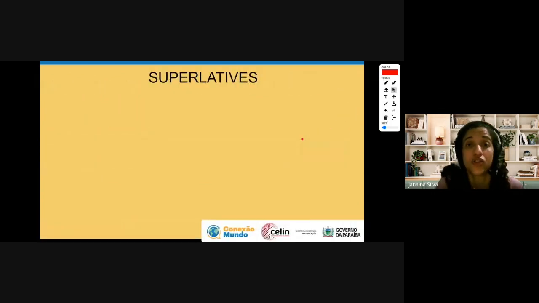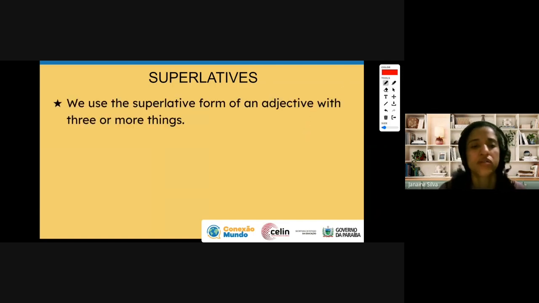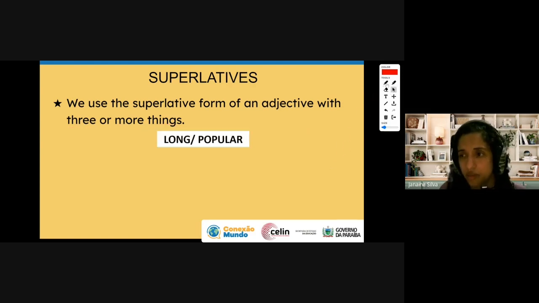Now let's talk about superlatives. Students, superlative is another way we can change an adjective. And what does it mean? Well, it means something is number one in a group. We use the superlative form of an adjective with three or more things. Three or more things. Again, students, using the same adjectives, long and popular.